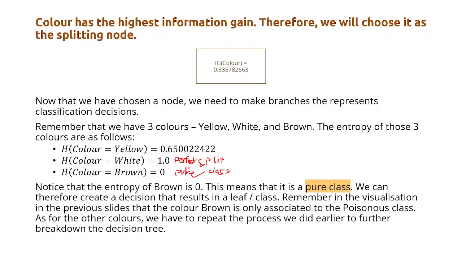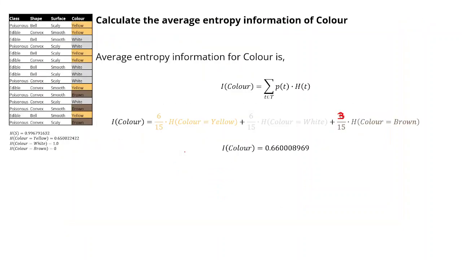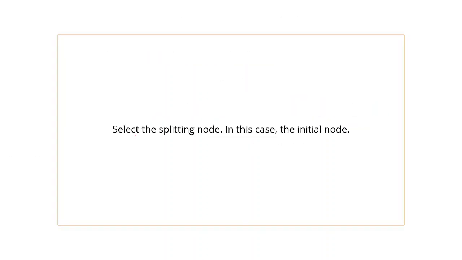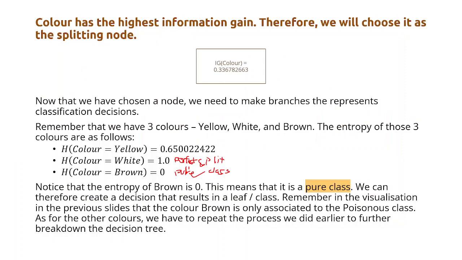So if we go back to the previous slide, look at the table on the left. By pure class, you can see that brown is purely poisonous, right? Brown is purely poisonous. We did not see any edible brown mixed in. Therefore it is pure, so we can create a decision out of that. Our decision tree can be set so that if the color is brown, it is poisonous right away.